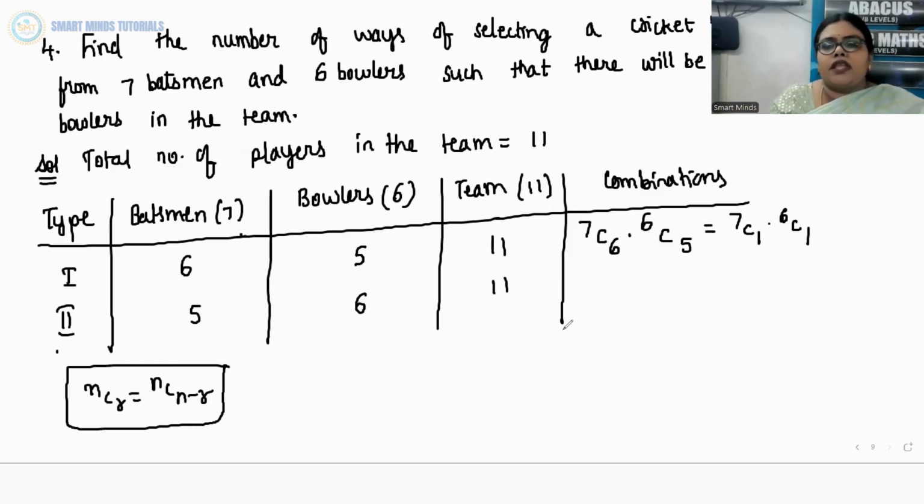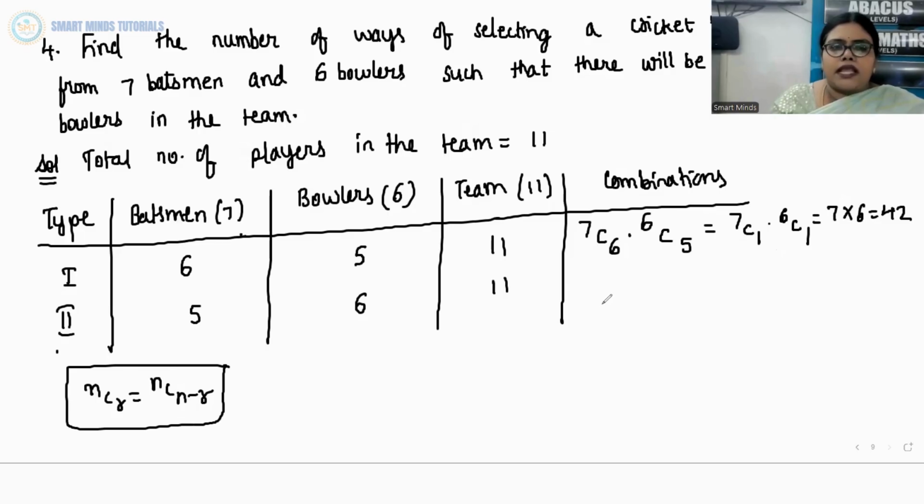Using this formula, we can write 7C6 as 7C(7 minus 6), that is 7C1. So 7C1 is 7 and 6C1 is 6. That is 42. So type 1 can be done in 42 ways.